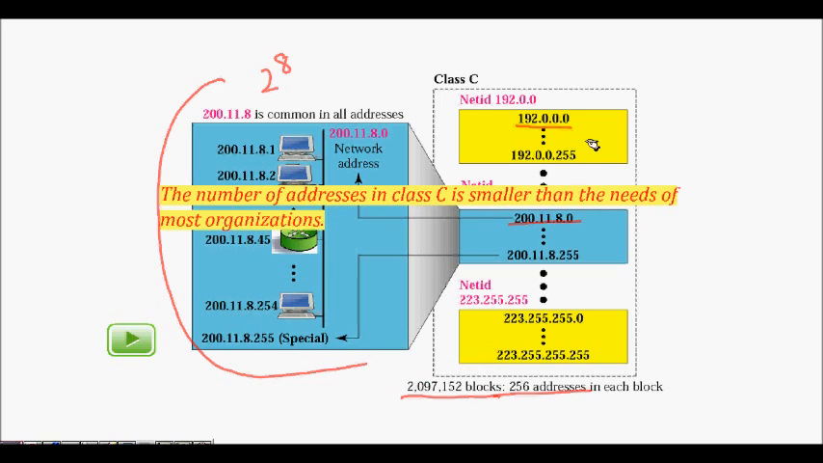The number of addresses per host block is less, and the number of networks is large. In class C we have the prefix 110, then 24 bits in total, and here I have 21 remaining bits. So 2 to the power of 21 is the number of networks of class C.